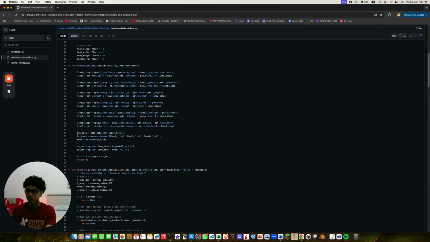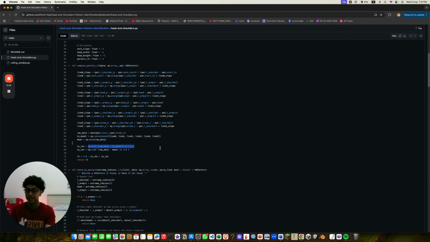Right. So the raw data, so what this function does, it calculates the mean, calculates, this is just data processing, to be honest. The real important stuff is here. So SSRes stands for the residual of the pattern, right? The sum of squared residuals, and this is the total residual.